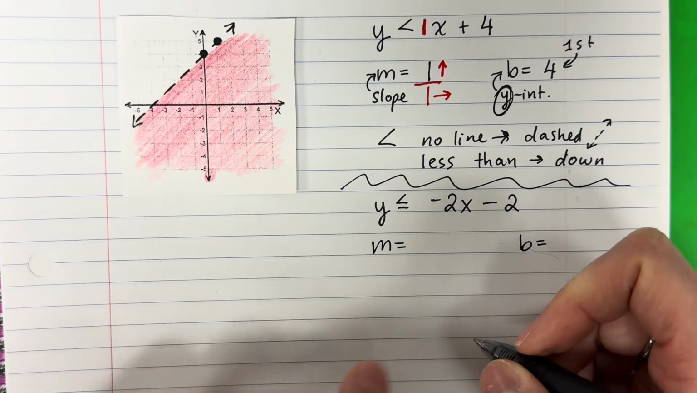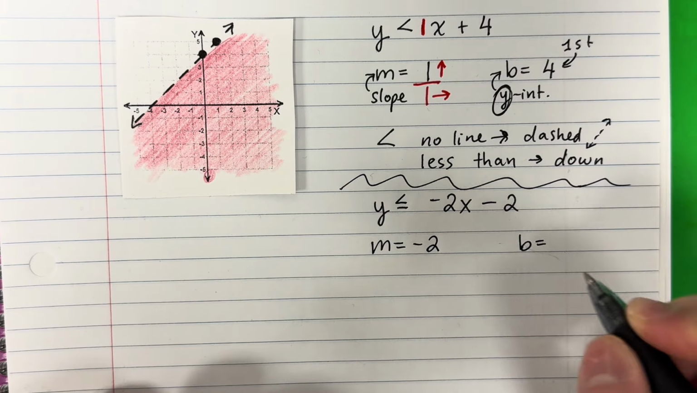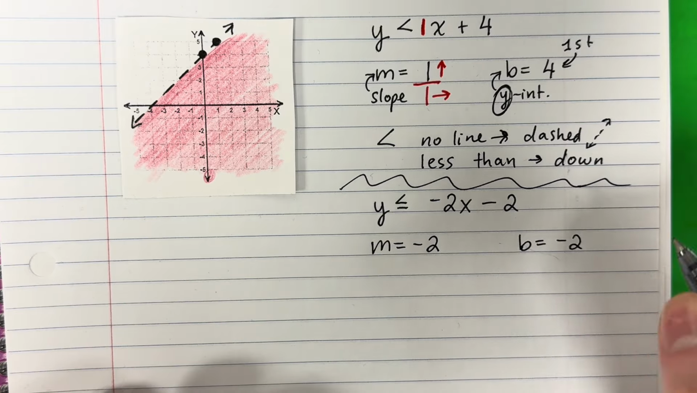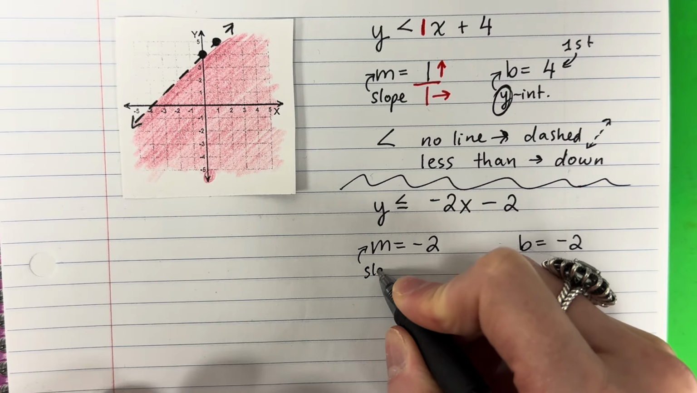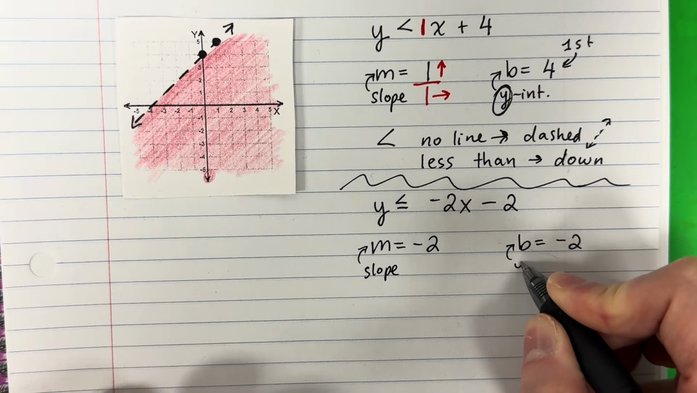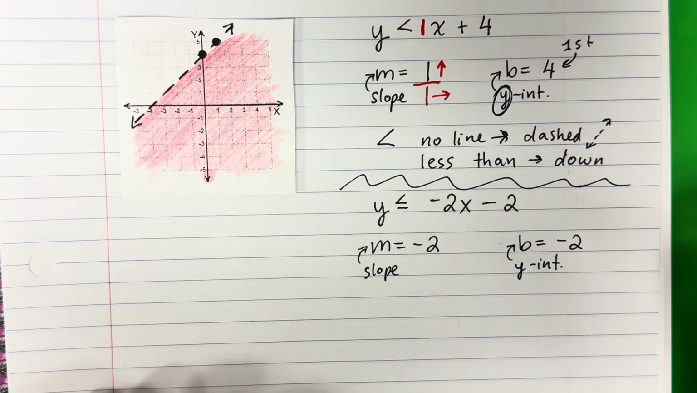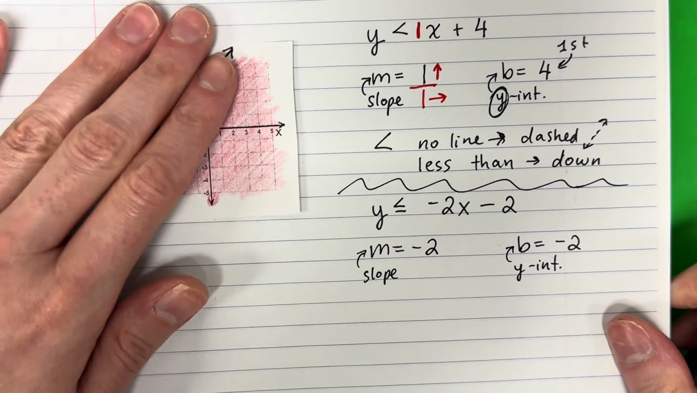M is the number with the x, which is negative 2. B is the number with no x, which is also negative 2. M is the slope. B is the y-intercept. Do you remember which one was first? First is the B.